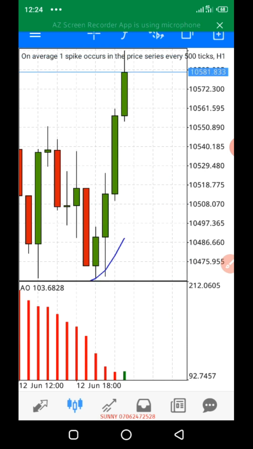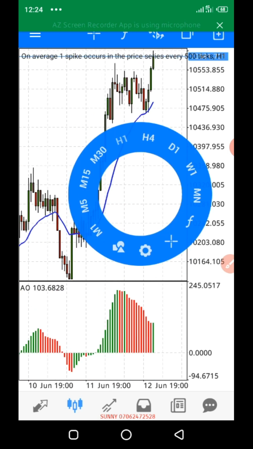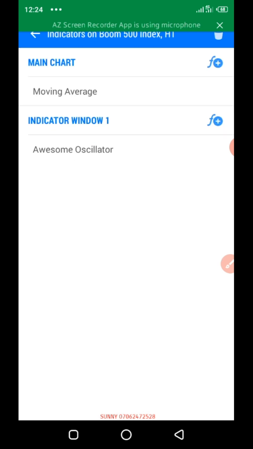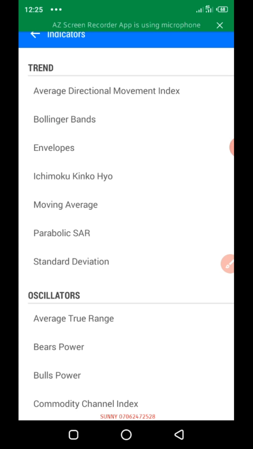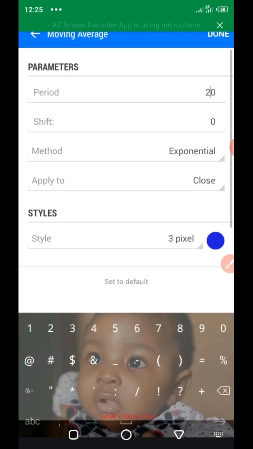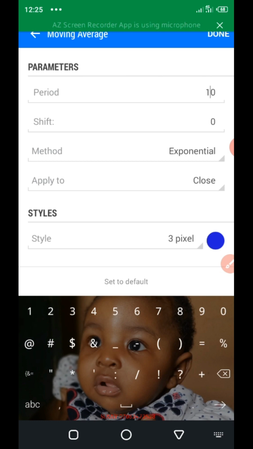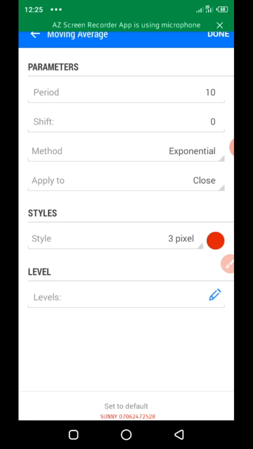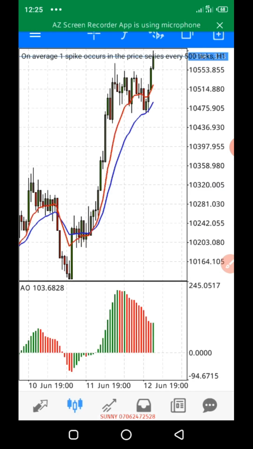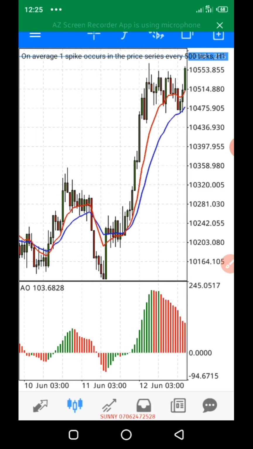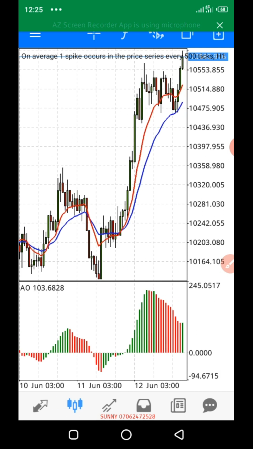Then I want to insert another moving average. I'll tap my screen, click on the F, then click on the main chart, then click on moving average. Once I click on moving average, I'm going to make this one 10, then change the color to red. Then I'm going to click done on my screen. Done. Now you can still use this to spot a trend. Now we are using a moving average 10 and 20, the smaller moving average, which is the 10, to cross the bigger moving average, which is the 20. So, upward or downward.